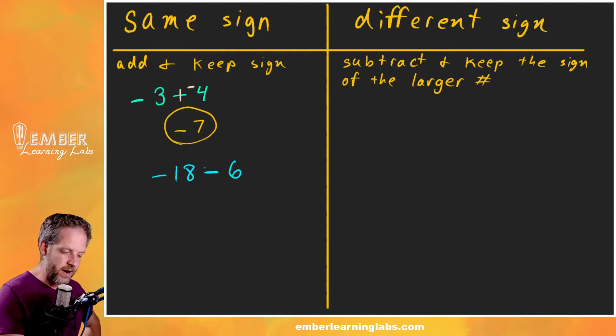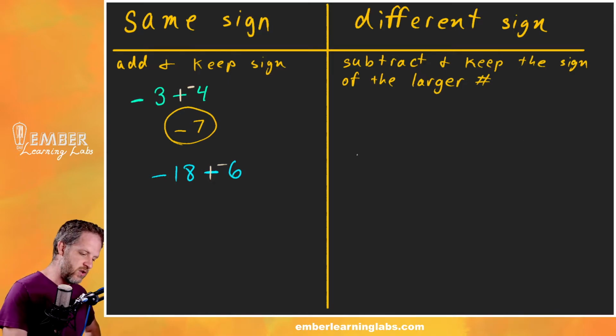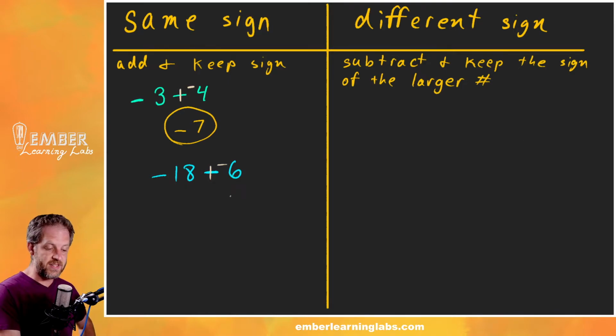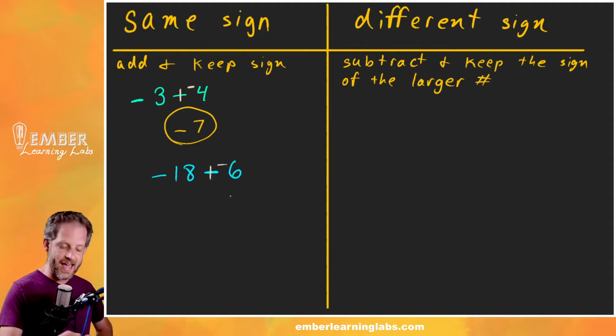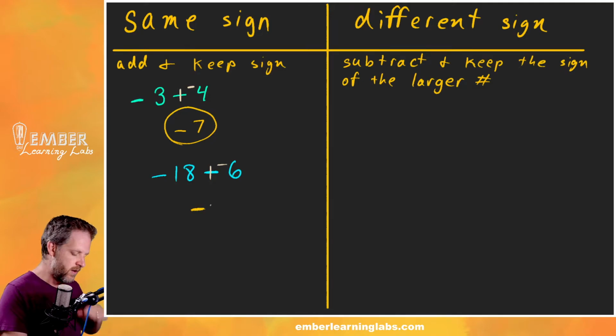For now, whenever we see a negative in the middle of two numbers, we're going to ka-chink it. Okay, so let's ka-chink it. So that turns into negative 18 plus negative 6. The signs are the same, so we're going to add and keep the sign. They were negative, so the answer is going to be negative 24.